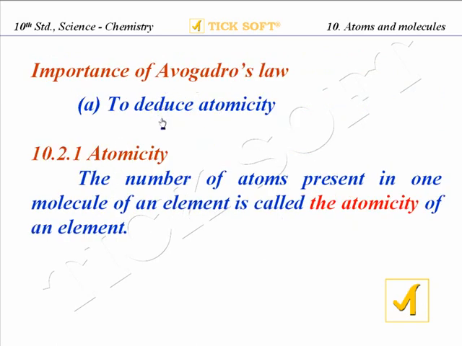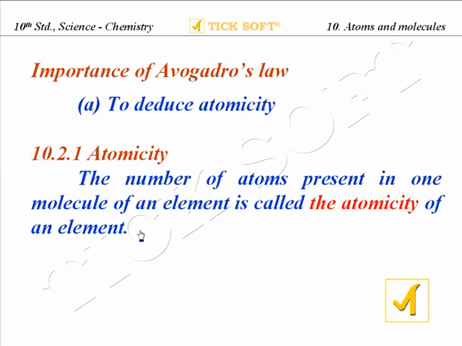Avogadro's law is used to deduce atomicity. What is meant by atomicity? The number of atoms present in one molecule of an element is called the atomicity of the element. For example, hydrogen, nitrogen, chlorine and bromine are considered diatomic molecules. So their number of atoms is 2, and the atomicity value is 2.